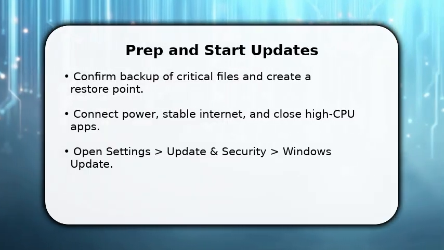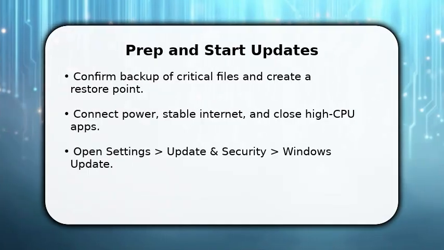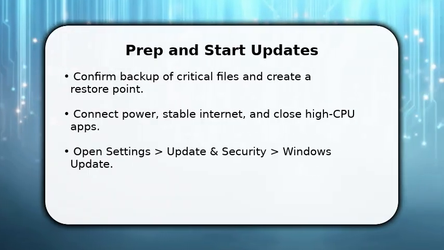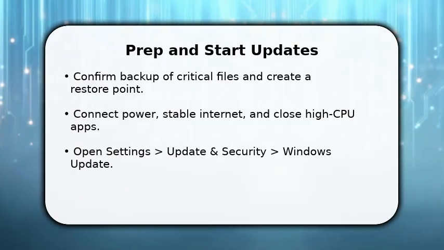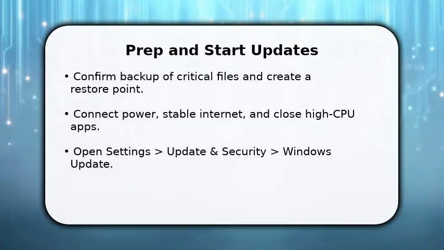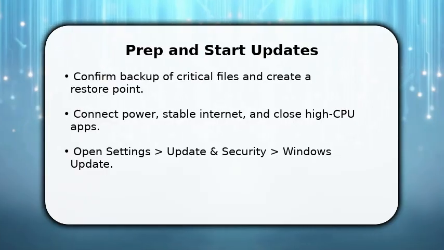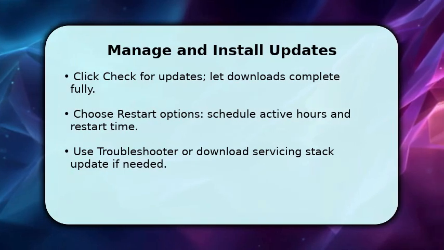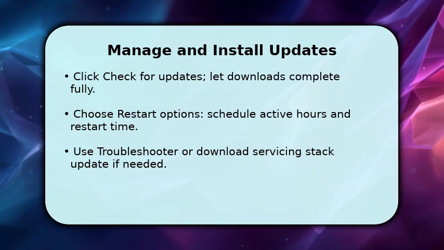Now open Settings, go to Update and Security, and click Windows Update. This is where you trigger checks and downloads. Make sure to close heavy programs because updates can fail if resources are low. You check for updates and let Windows fetch and download them completely.